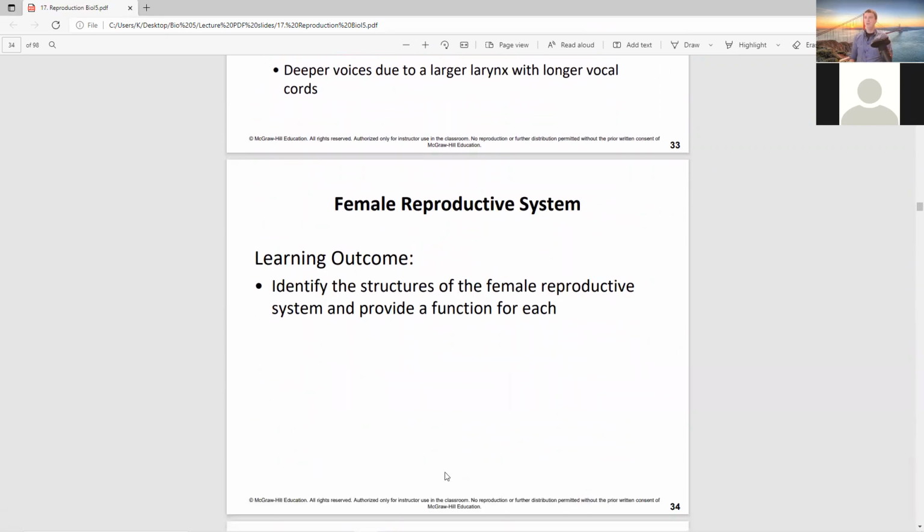Okay, so the female reproductive system. Your learning outcomes are to identify the structures of the female reproductive system and provide a function for each.